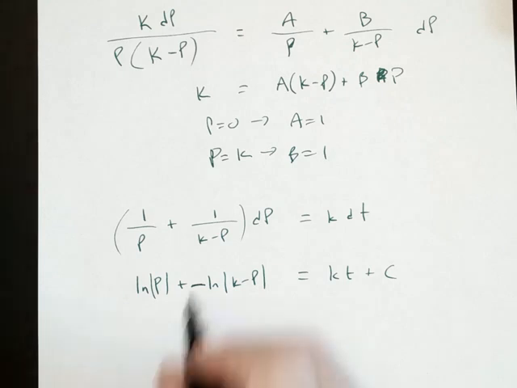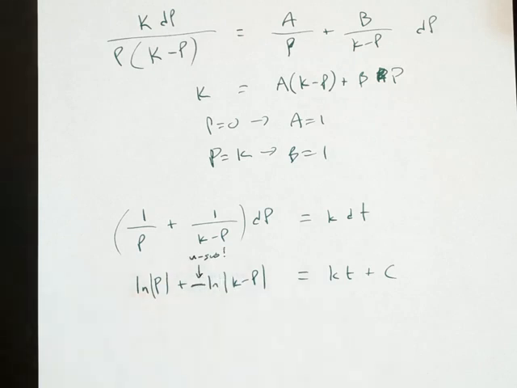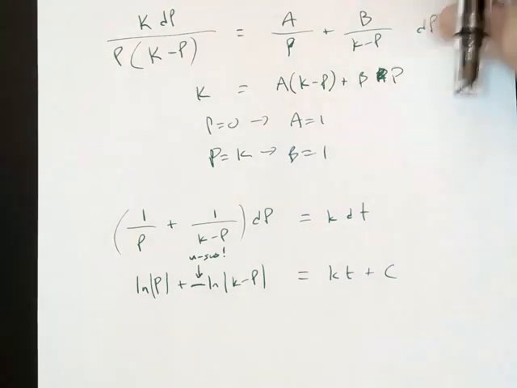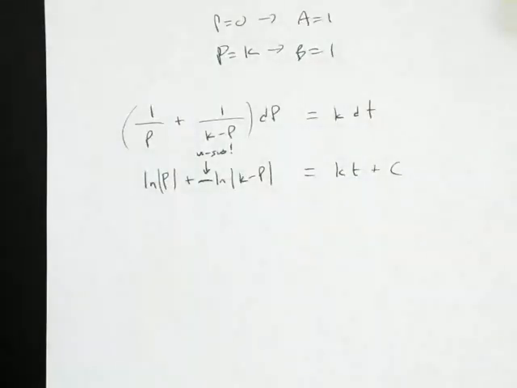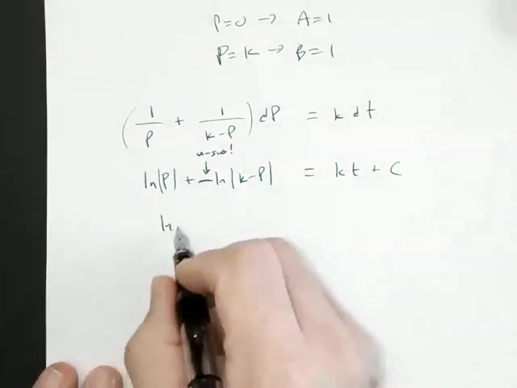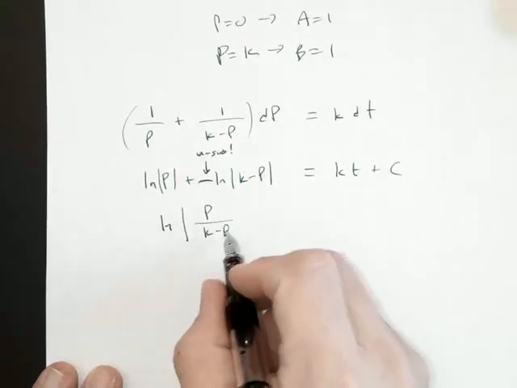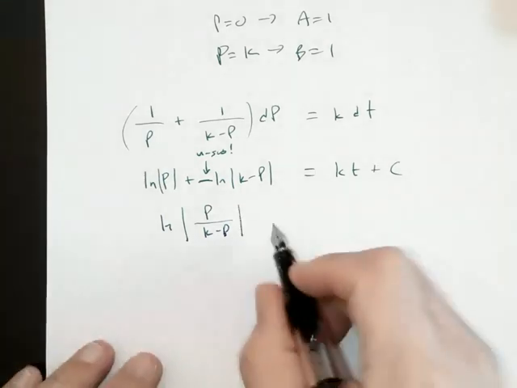Wait a minute, I'm subtracting logarithms. Ooh, properties of logarithms. Because I hate having 2 ln's on that side. I can't use my e until I only have 1 ln on that side. What's my property of logarithms when there's subtraction involved? I combine and divide. Top, then bottom. So ln of p over k minus p. And now I can use my e.